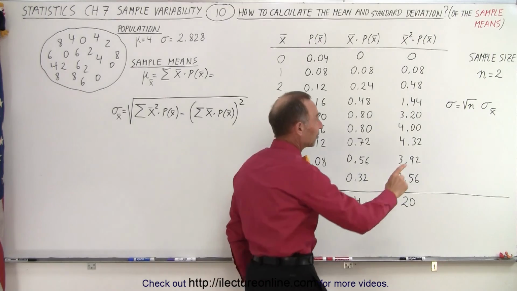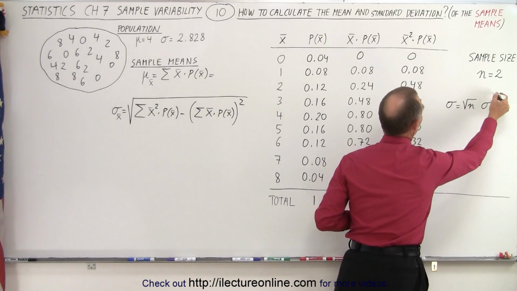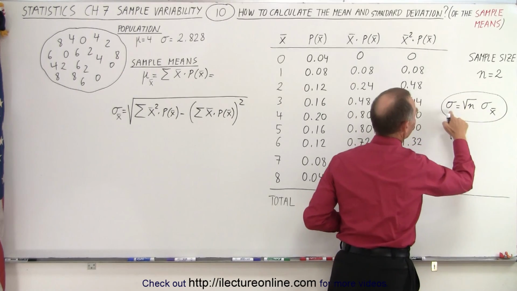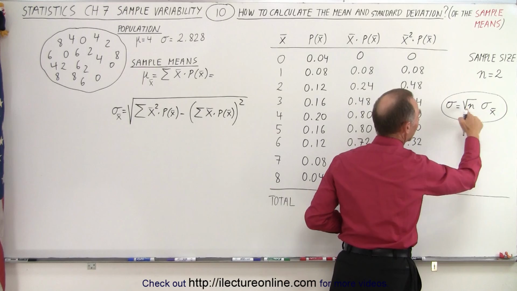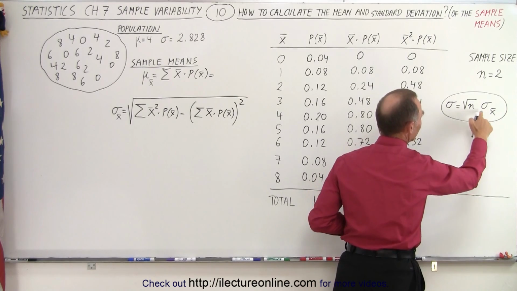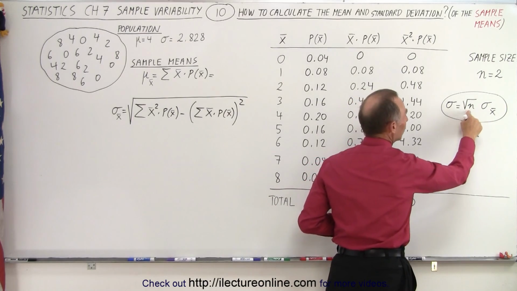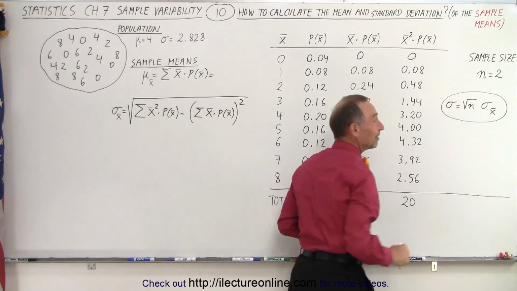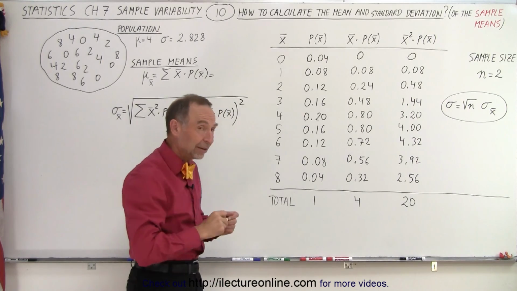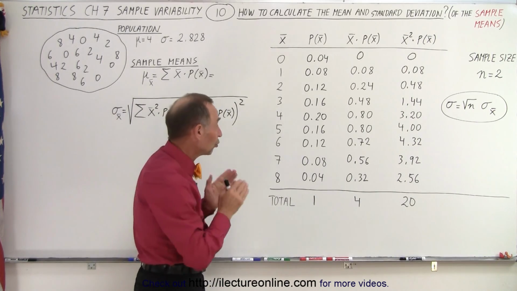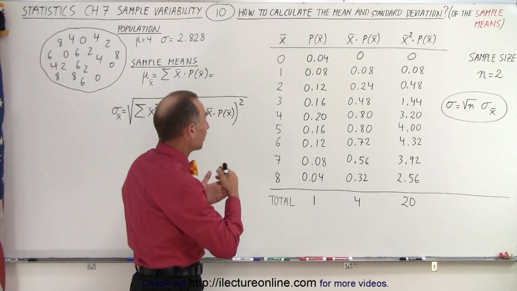When we add them all up, we get 20. Now remember, the sample size was 2. And also we realized that the relationship between the standard deviation of the population and the standard deviation of the sample means can be had with this equation right here. We need to multiply the standard deviation we calculate here with the square root of the sample size to get the standard deviation of the population. And if you also remember, the mean of the population should equal the mean of the sample means.